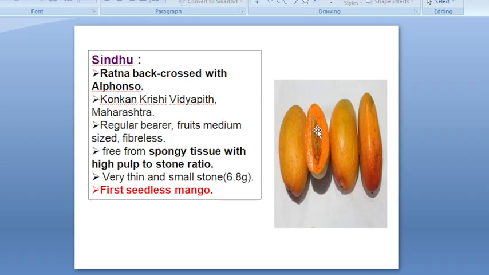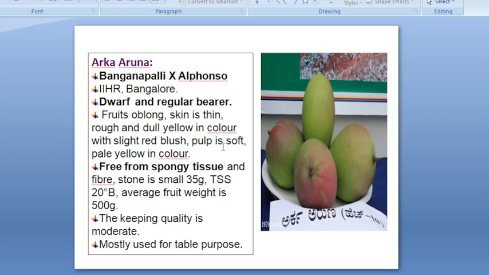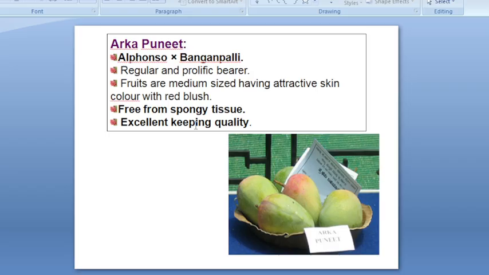But the seeds here, you can see, are seedless. It is the first seedless mango variety. The seed is present, but it is very minute, very small in nature. Arka Aruna, it is a cross between Banganpalli into Alfonso. It has regular bearing habit with dwarf nature. It is also free from spongy tissue problem.